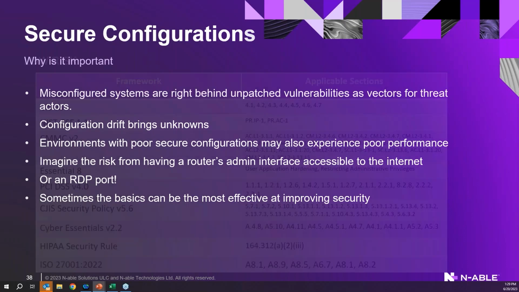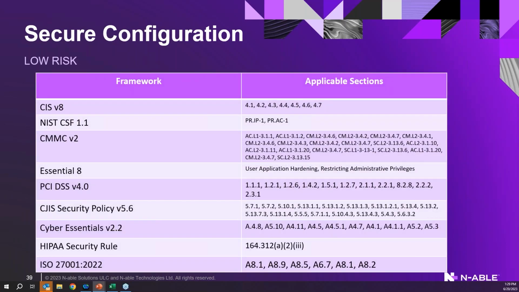But whenever we start looking at what frameworks are asking for what controls to be put in place when it comes to secure configurations, everybody's got something to say. Everybody has varying levels of aggressiveness here. And that's going to be heavily dependent upon, again, the sensitivity of the data and the regulatory bodies or industries that a business belongs to. You'll see here that the Essential 8 and the HIPAA security rule, they're mentioning just one or two things.